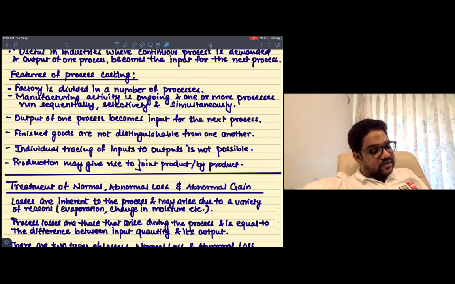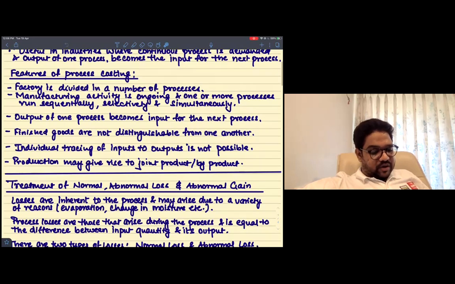Factory is divided in a number of processes. Output of one process becomes the input of other. Finished goods are not distinguishable from one another. Individual tracing of input and output is not possible, and production may give rise to joint products or byproducts. So these are 4 points that you can easily remember. Factory is divided in a number of processes. Output becomes input of the next process. Finished goods are not distinguishable from one another, and the input output tracing is not possible. Again, it may give rise to joint products and byproducts.